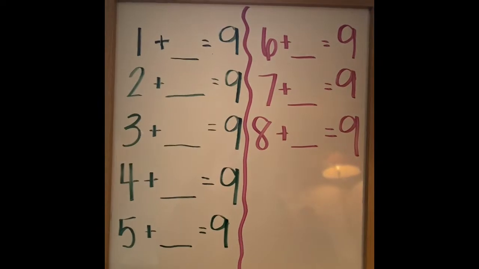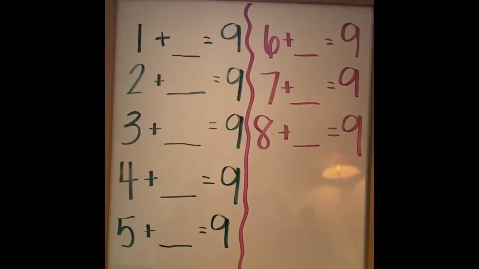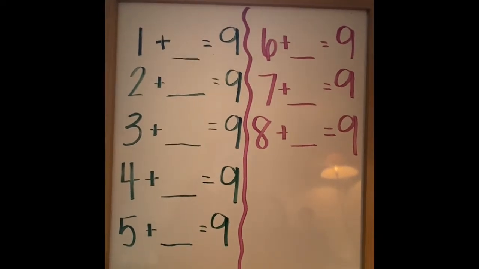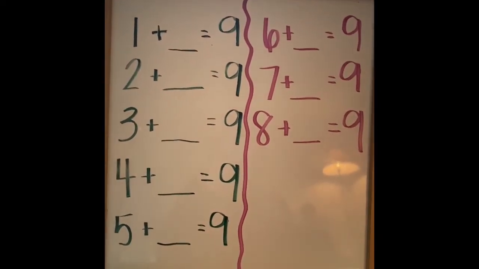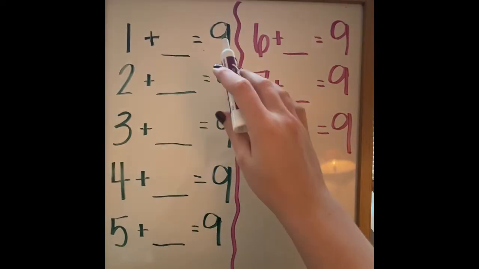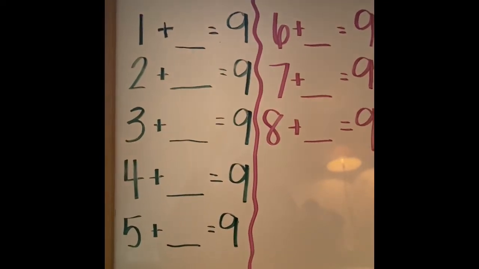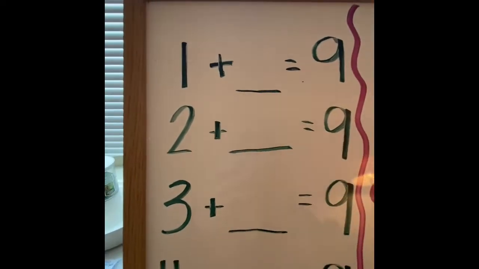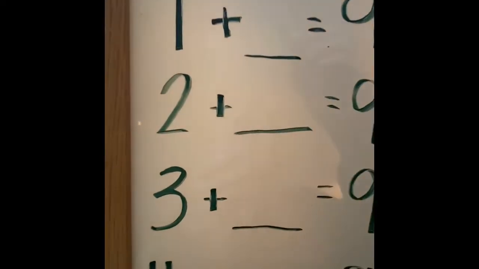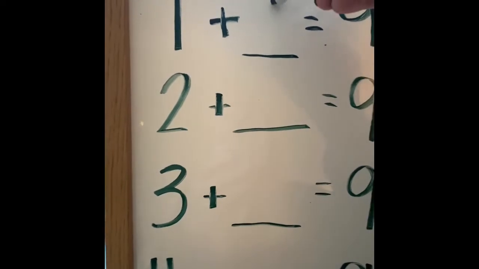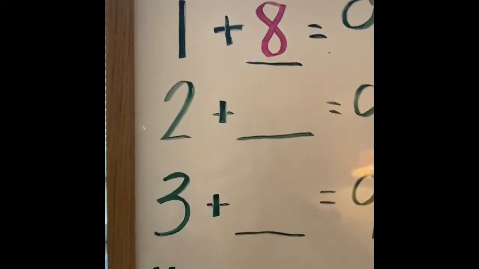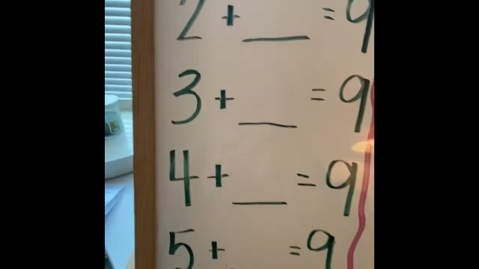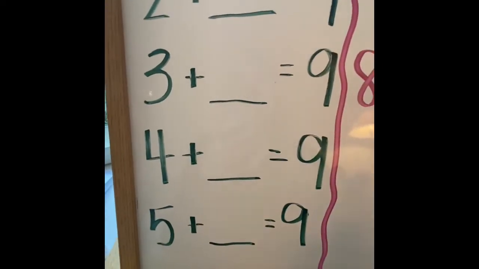So, looking at the board right here, you have some addition problems. And I want you to think about what numbers you would need to fill in the blank to solve for that addition problem. So first one, we have 1 plus blank equals 9. Now, being the smart third graders that you are, you would be able to tell me 8. 1 plus 8 equals 9. I will quickly do the rest with you.